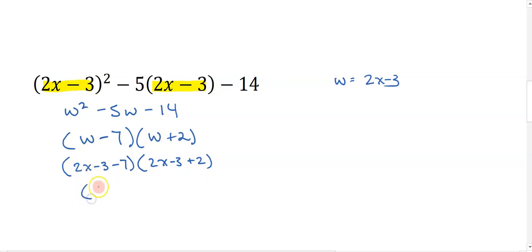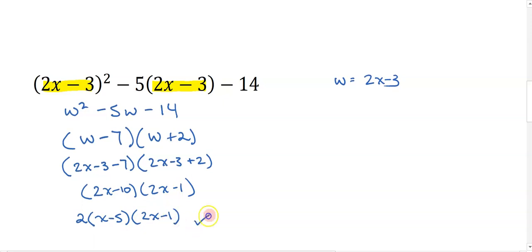Now I can collect like terms, and I get 2x minus 10 and 2x minus 1. And again, at this point, we look to see if a binomial has a GCF or is a difference of squares. They're no longer trinomials, so I'm not looking for that method. I can see a GCF of 2, so I write my 2 out front, and I divide it out. This is prime, can't be factored, so now I write it like that, and that is completely factored.